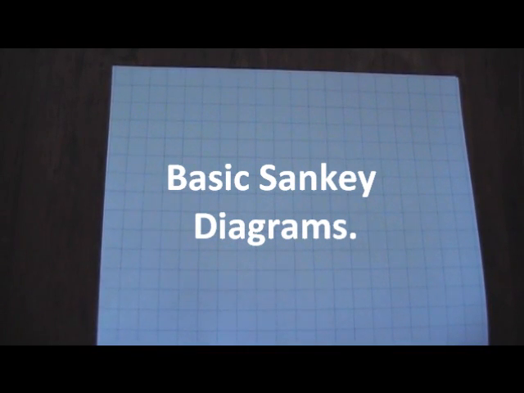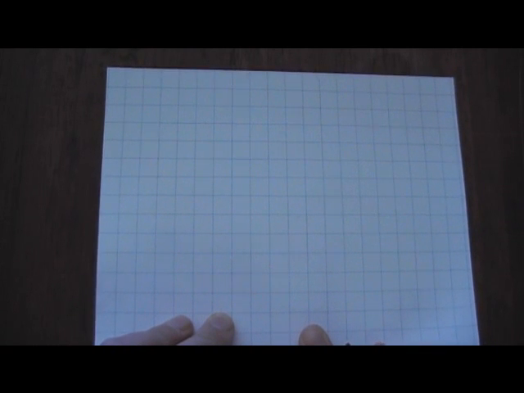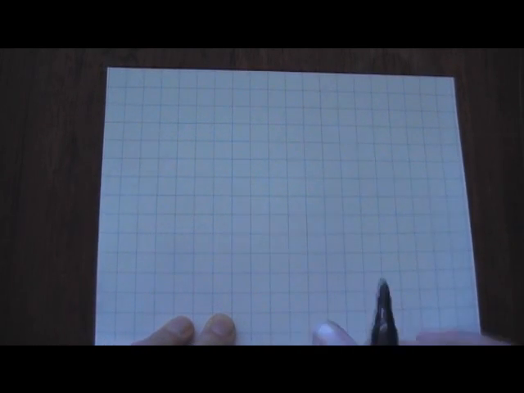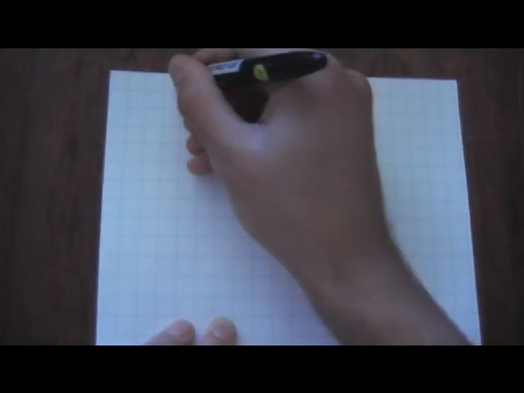Okay, I've got a problem. I've got to show how the energy is transformed in a light bulb. Now, I do this by drawing a Sankey diagram.